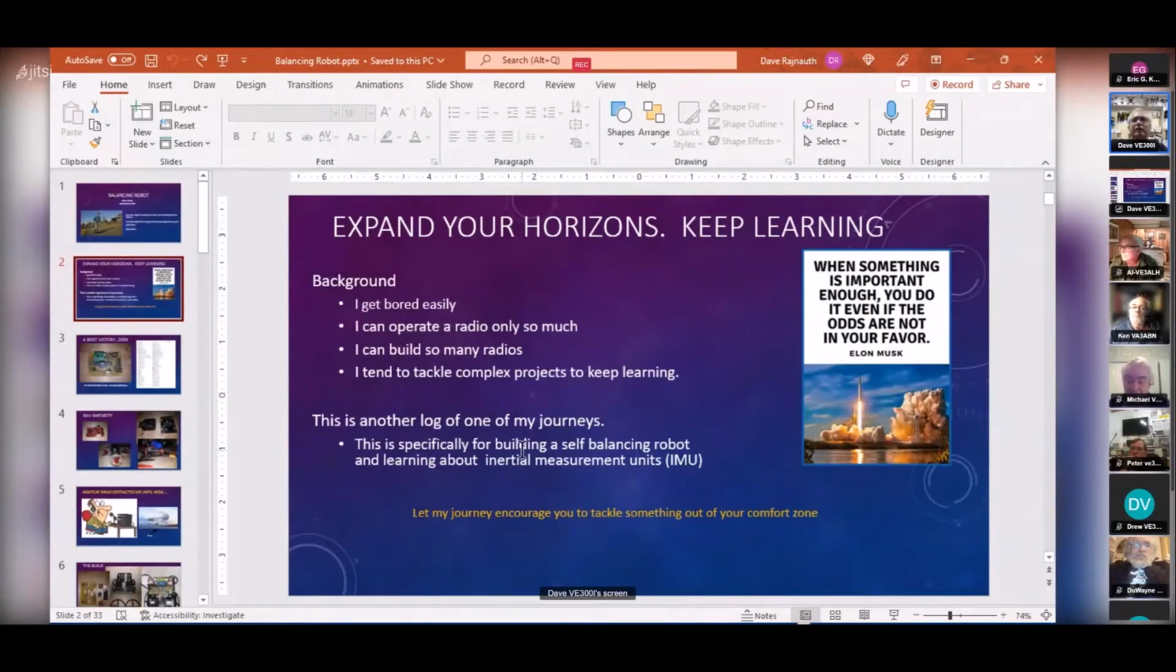So this is about a self-balancing robot, and more about something called an IMU, an inertial measurement unit. What that is, is something that allows you to measure your orientation in space. Rockets use that, and aircraft use it. Autopilots still have some kind of an IMU on board.